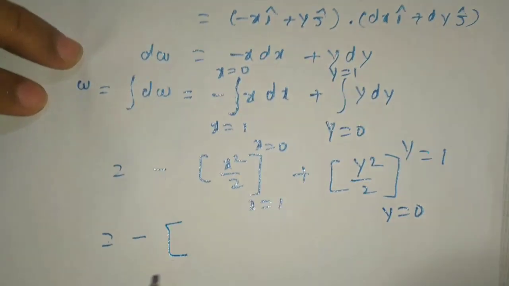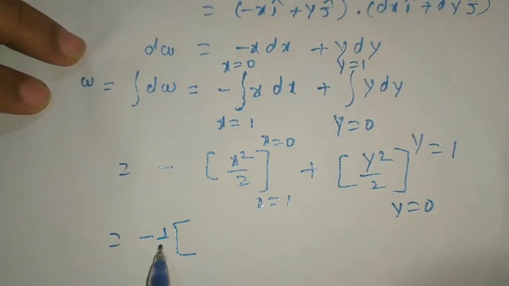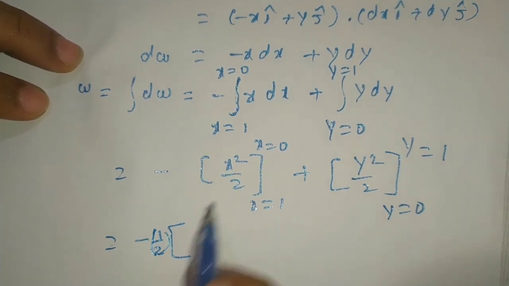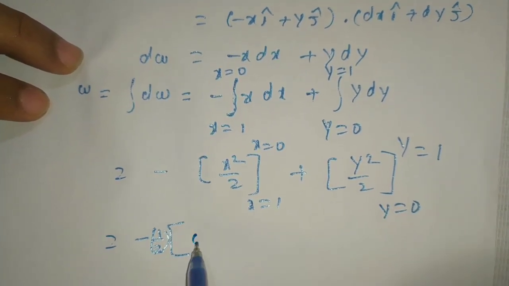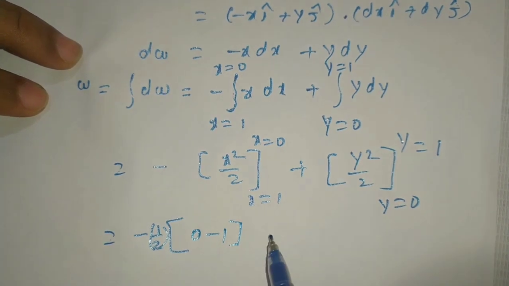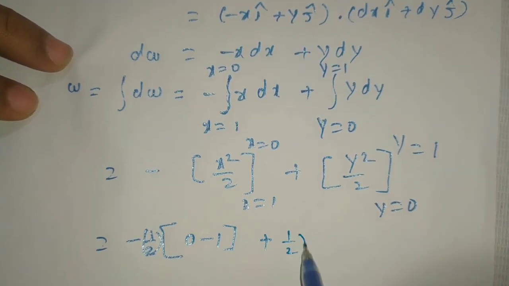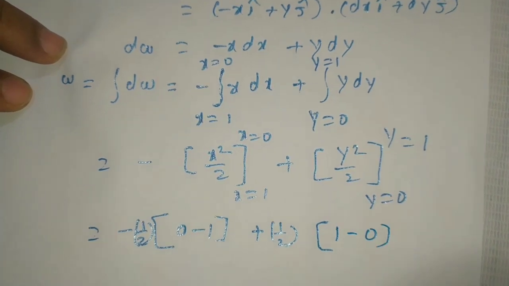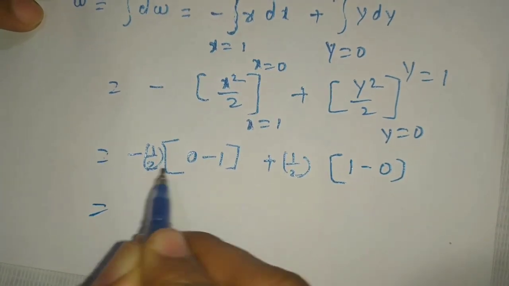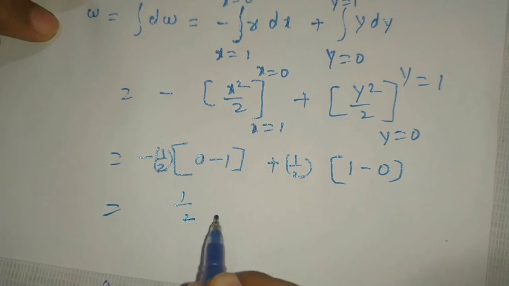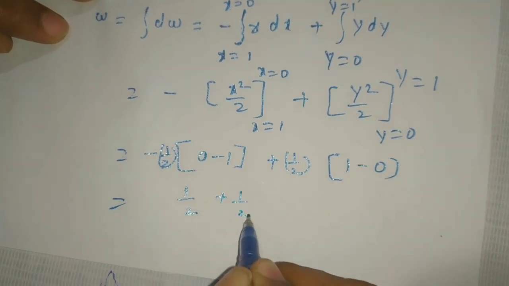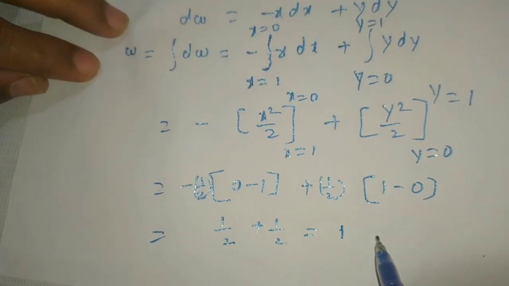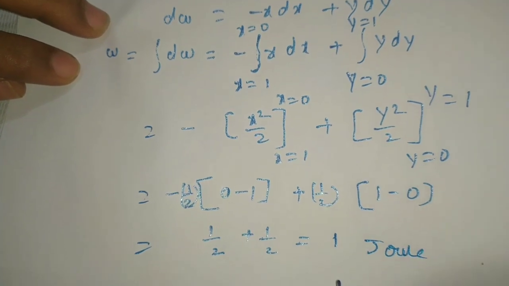So using limits, minus 1 by 2 is a constant, minus 1 by 2 using limits 0 minus 1, plus here also 1 by 2 is a constant, using limits 1 square minus 0. So minus 1 by 2 times minus 1 means plus 1 by 2, plus 1 by 2, which is equal to 1 joule. So the answer is A.